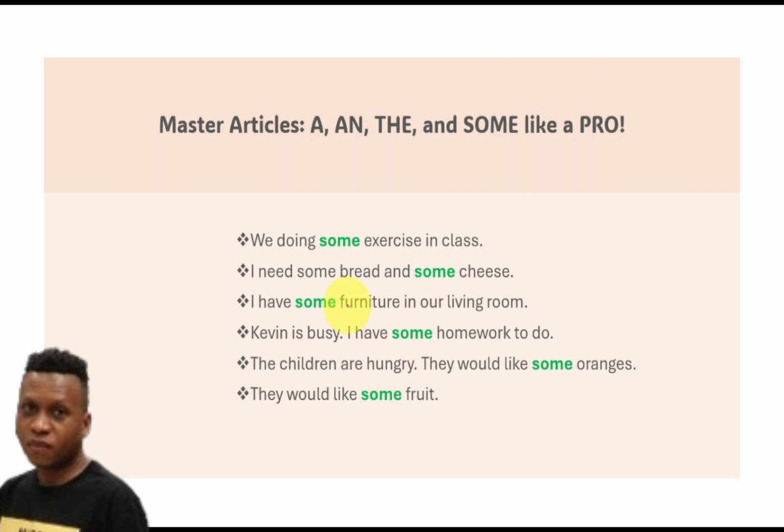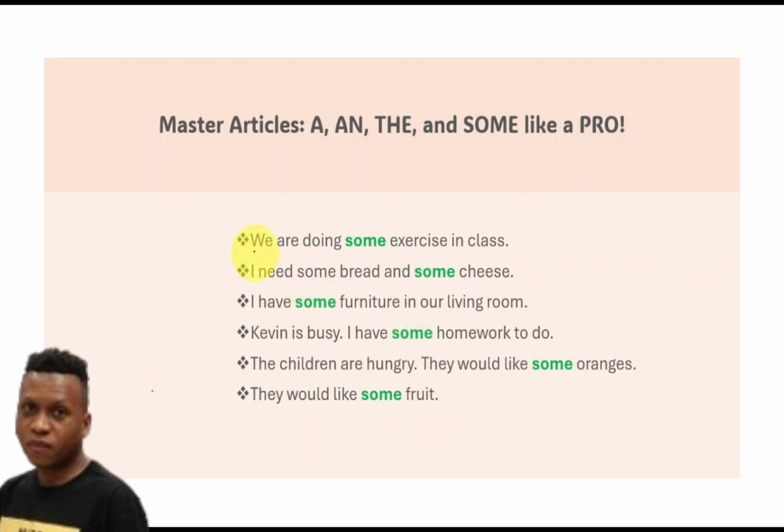We come here. So here we are doing some exercise. So we're gonna fix here, okay? Again, we are doing some exercise in class. I need some bread and some cheese. I have some furniture in our living room. Kevin is busy. I have some homework to do. Children are hungry. They would like some oranges. They would like some fruit.